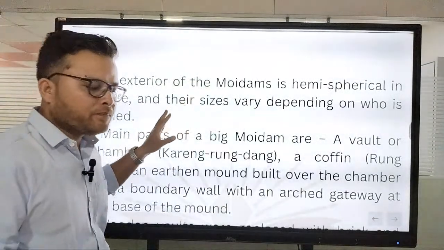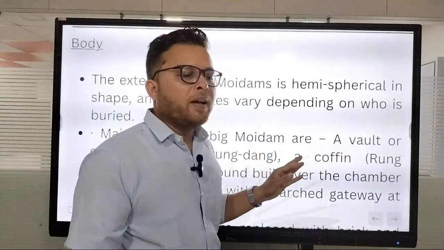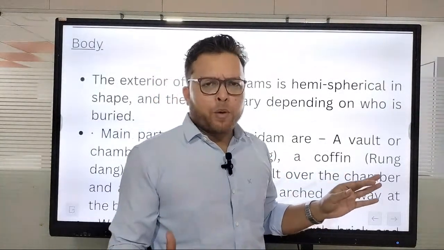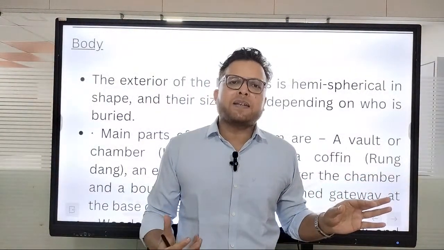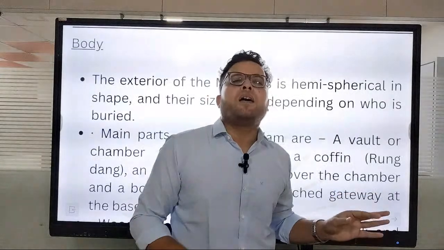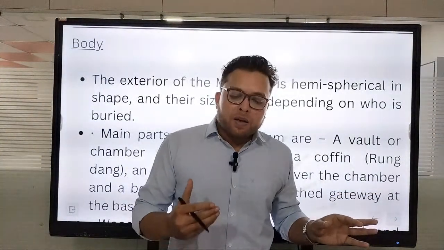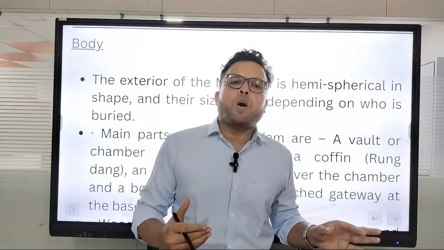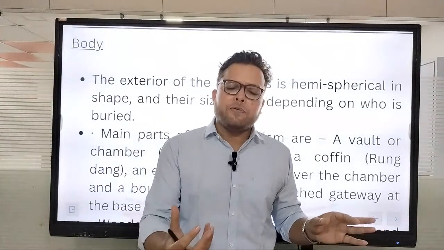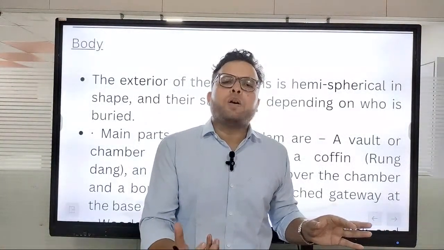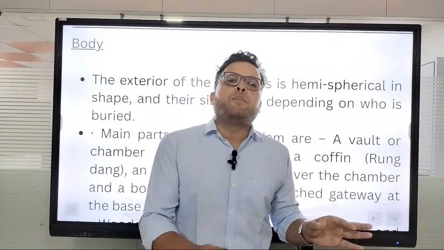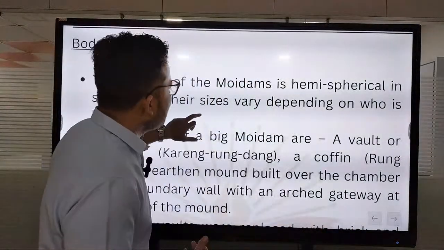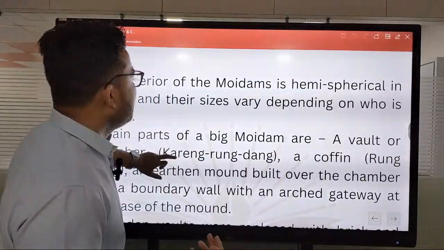And their sizes. You must have noticed one thing, that the sizes of all the Moidams are not similar. Some Moidams are big, the others are smaller. For example, the royal Moidams are generally bigger than the other Moidams. Why? Because the size of the Moidam also depends on the person who has been buried. Obviously, if that is the Moidam of a king, it will be bigger than the Moidam of, let's say, a prince. It's common sense. So the size kept on varying from Moidam to Moidam.